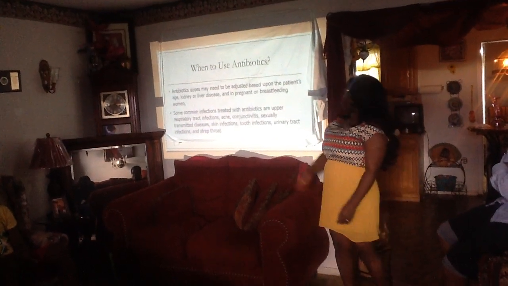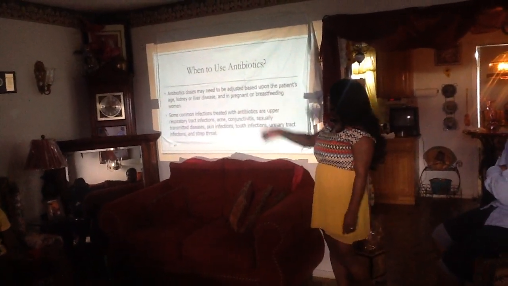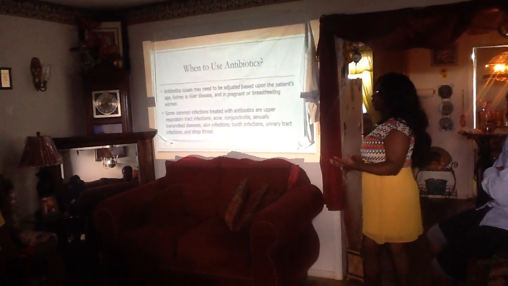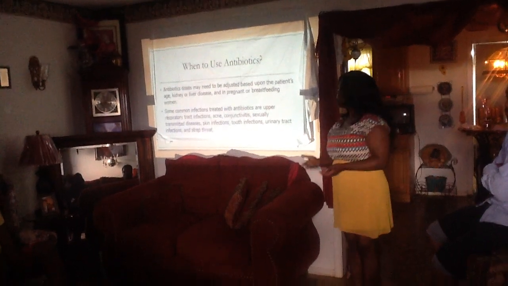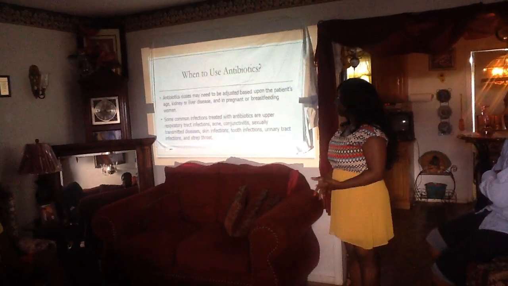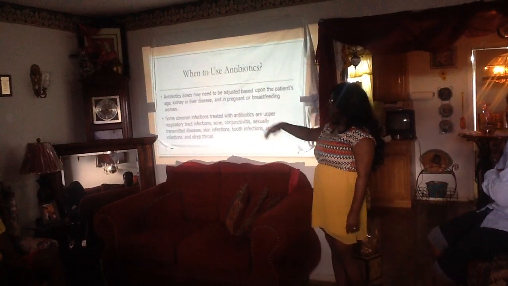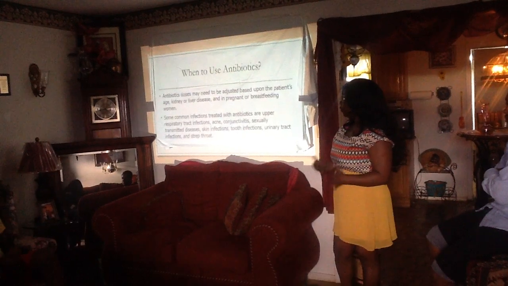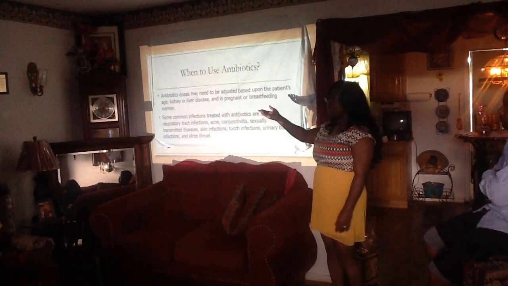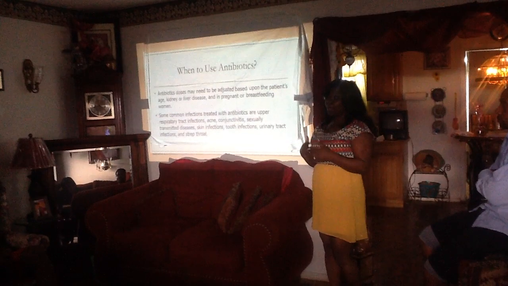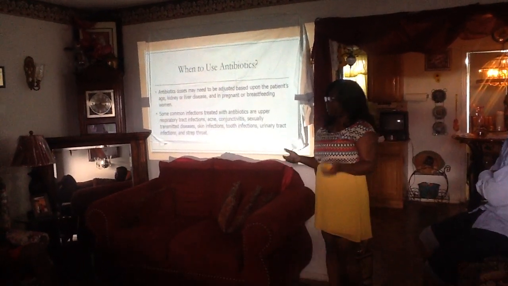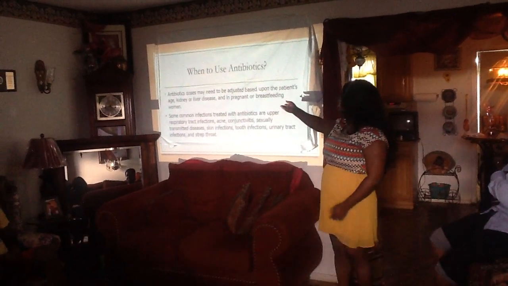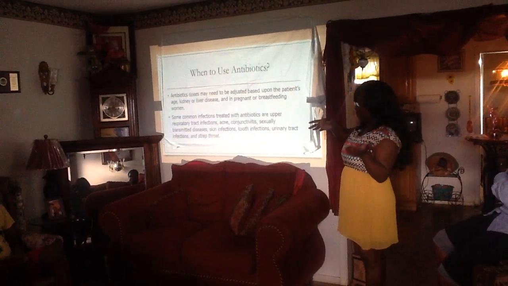When to use antibiotics? Antibiotic doses may need to be adjusted based upon the patient's age. When people get older, their kidneys decrease in function. Kidney or liver disease, such as if they're on a dialysis machine or their kidneys cannot filter anything, or liver disease such as cirrhosis, means the antibiotics are not being metabolized the way they should be, and they can become toxic. And in pregnant or breastfeeding women, you don't want the antibiotic to cross the placenta.